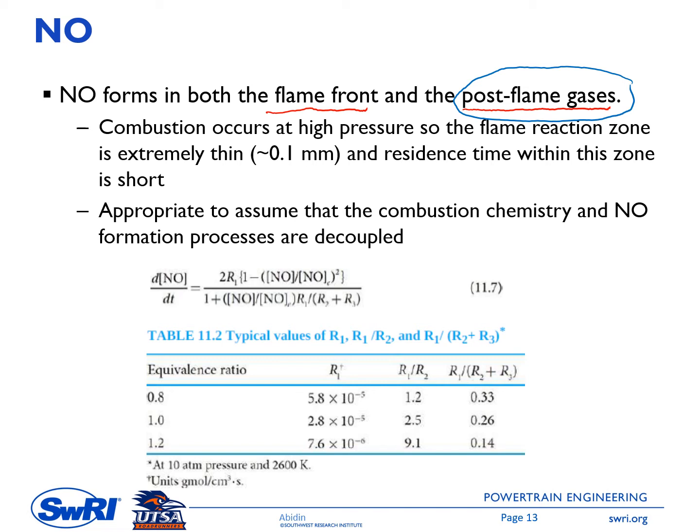When we assume this, then we can apply an equilibrium process for the NO formation, and we can simplify the kinetic reaction in the previous slide to have a simple one following this equation 11.7. So this one is another formula assuming that the NO formation is under equilibrium condition. Okay, and table 11.2 here is showing the values of several parameters in the equation, like R1 plus and then R1 over R2 and so on.